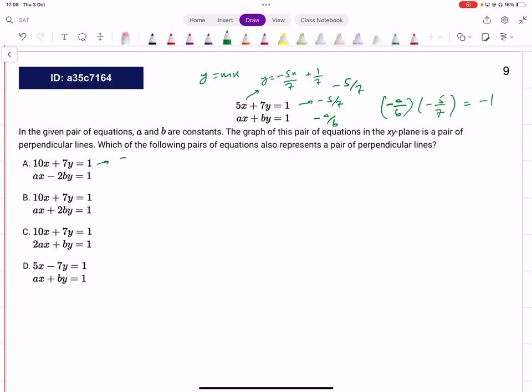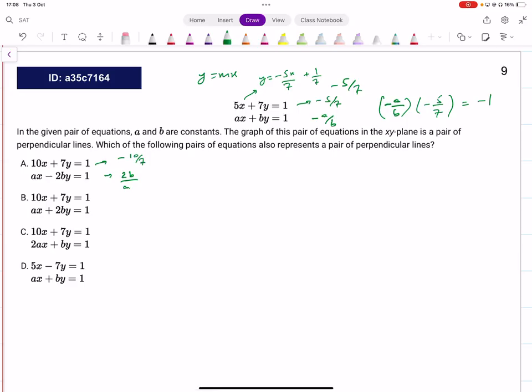This gradient is minus 10 over 7, and this is 2b over a, right? Now, is their product also minus 1? Let's compare with that. We have one of them negative and the other is positive. So no, that's not possible, right? Here we had both negative and the result was negative. Here we have one negative, one positive, so the result cannot be negative, okay? Is that okay?